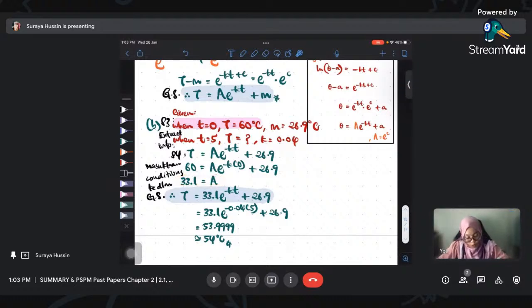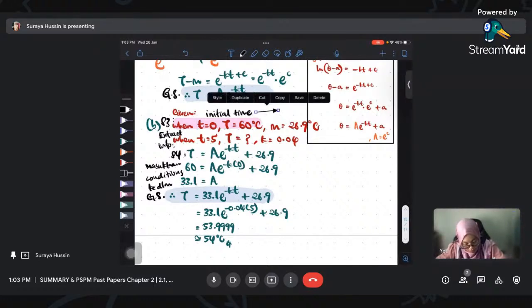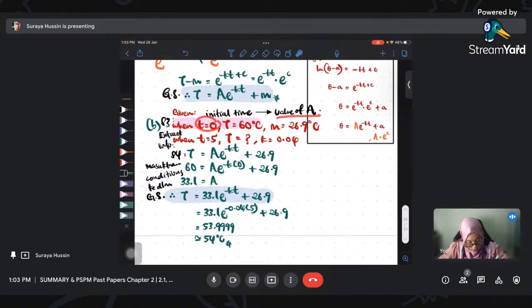Okay, so untuk first initial time, having an initial time will always give you value of A. You tak percaya, you buatlah banyak kali. You buatlah banyak-banyak kali soalan application, you akan sedar bahawa the initial time will always give you the value of A. Okay, having T is equals to 0 and having its temperature 60 degree akan bagi kamu value of A. Semua soalan Newton's law of cooling memang macam ni. You don't have to be afraid.